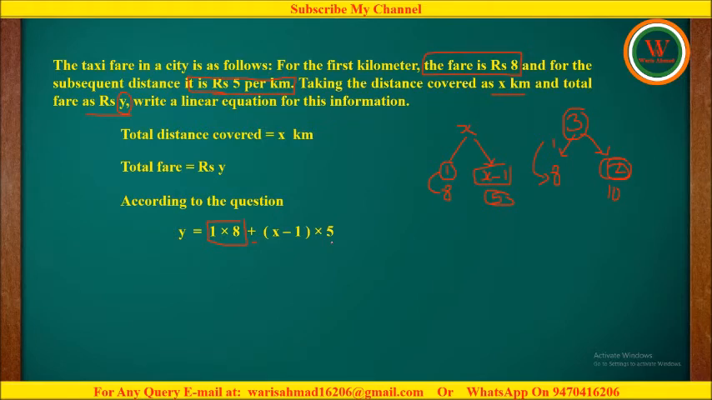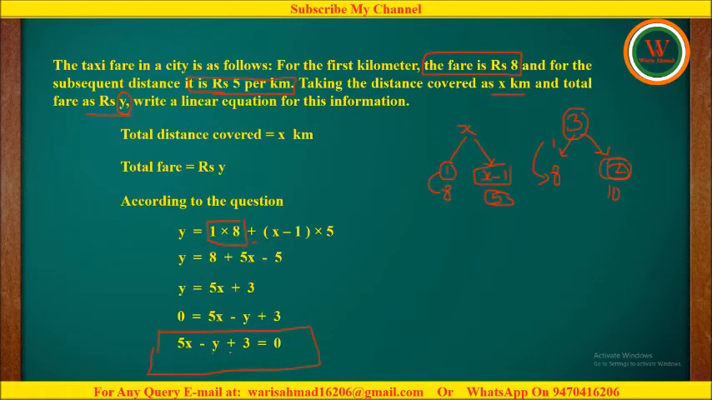After that we have to solve it. Y will be as it is, 8 into 1 will be 8, 5 into x, 5 into minus 1. So here we can write y equals 8 plus 5x minus 5. After solving this, we get y is equal to 5x plus 3, or we can say 5x minus y plus 3 is equal to 0. So the final solution of this question is 5x minus y plus 3 is equal to 0.